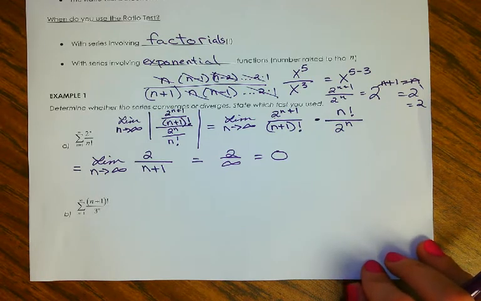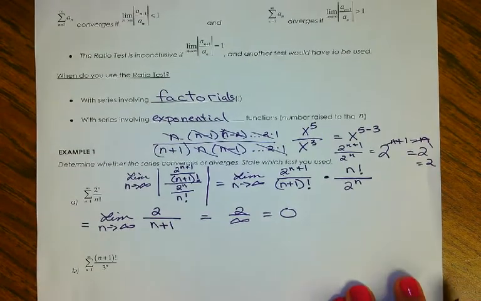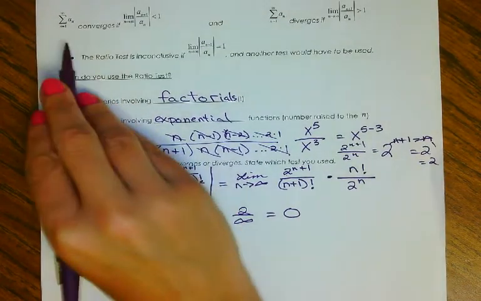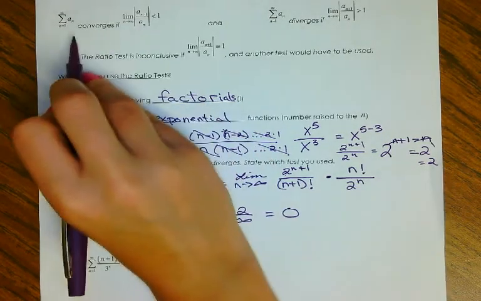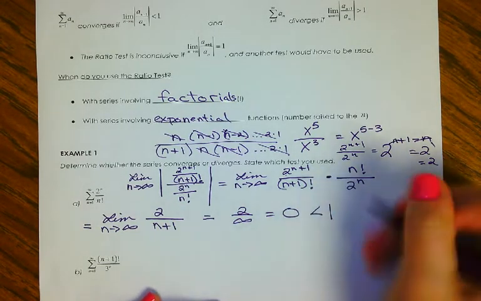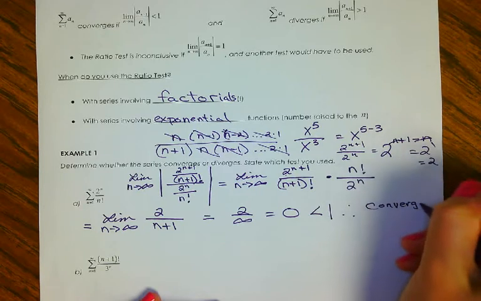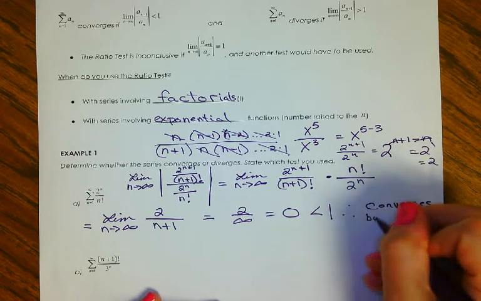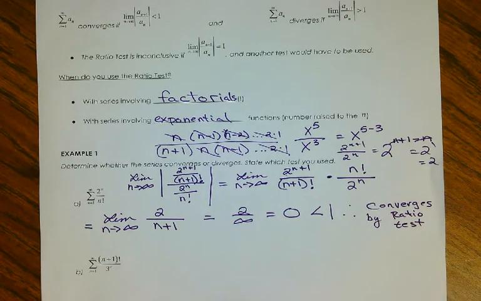But then you need to remember, wait, what am I doing? Well, you need to go back up and say, all right, what was I doing? I took the limits, right, as we approached it, and 0 is less than 1. So I can conclude that it converges. So 0 less than 1, therefore, converges by ratio test. Okay, so you've got that one.